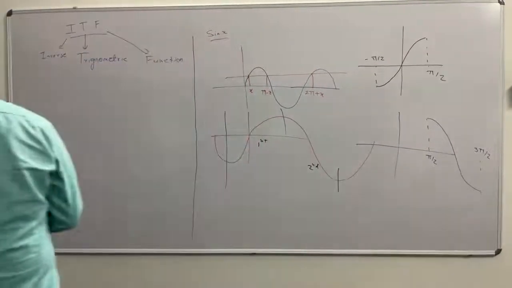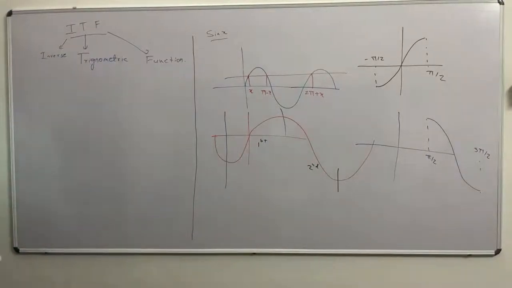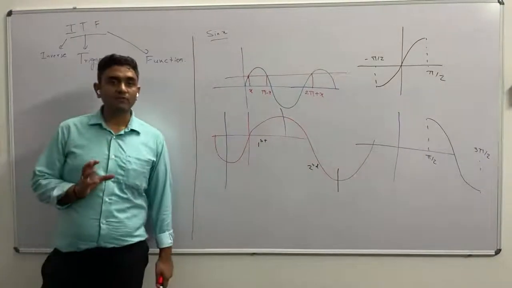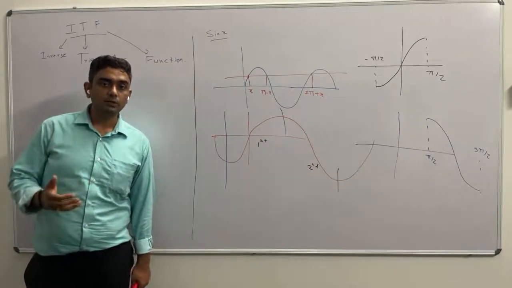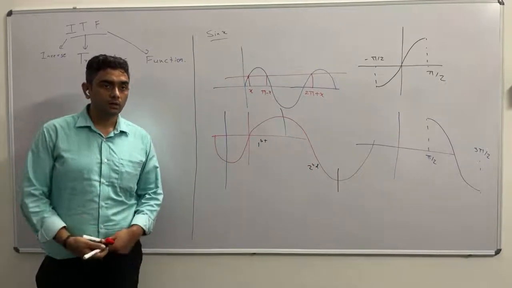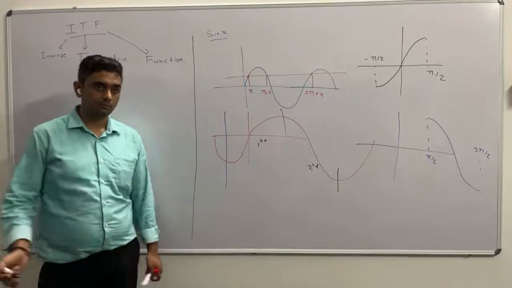So we'll come back to inverse trigonometric functions. Because all trigonometric functions are periodic, that means many to one. So we have to cut all of them. Now we have to see how to cut them.